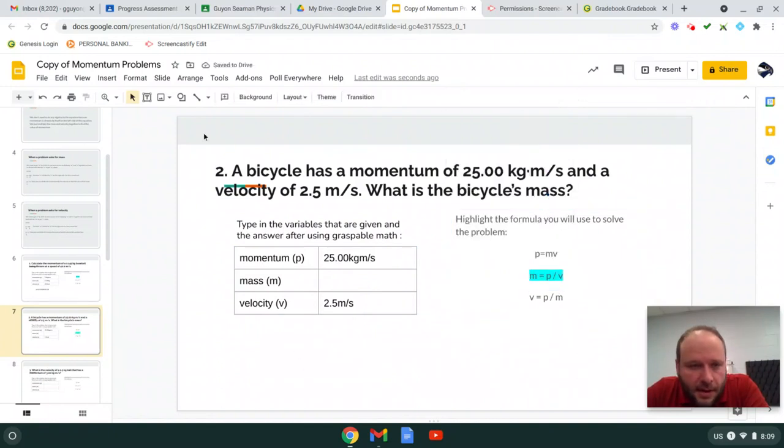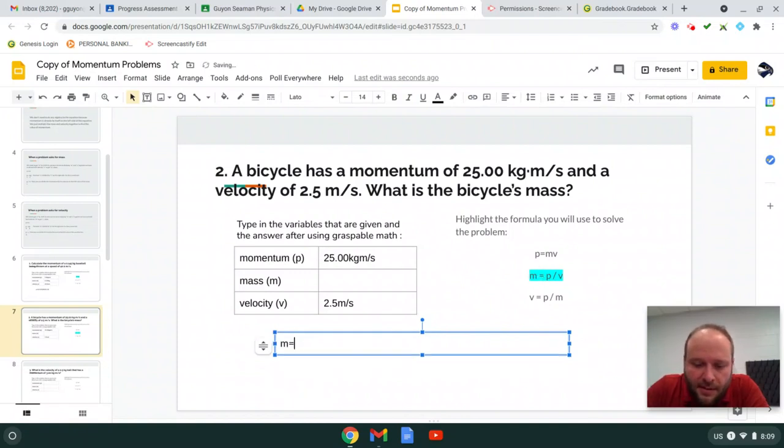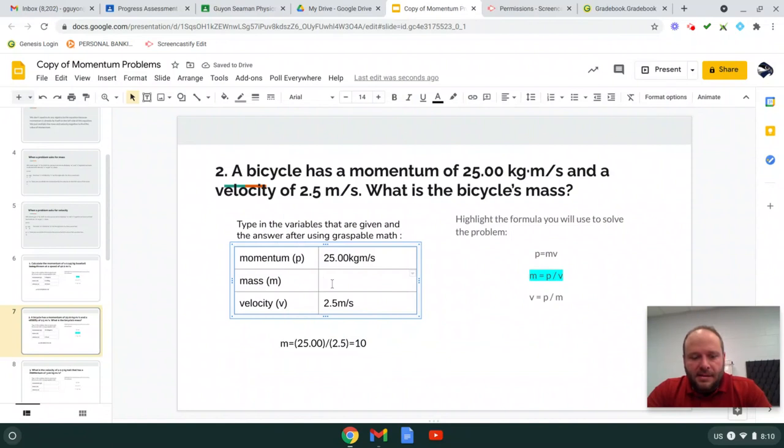Okay, I'm going to click on my text box so that I can type my work in here. So now I'm going to type m equals, okay, my p in this case is 25. Okay. And then I've got slash, which means divide, by the v. The v is 2.5. So now when I do this on my calculator, I take 25 divided by 2.5, and I wind up with 10. Okay, so my mass is 10.